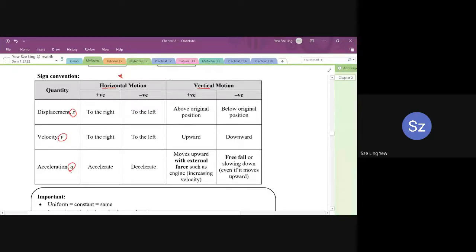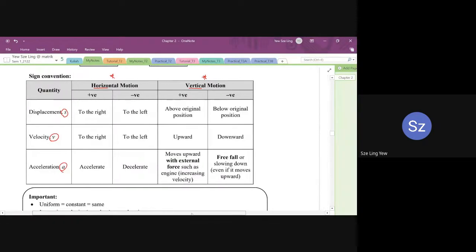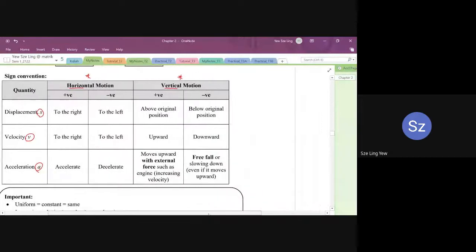If you have a free falling diagram, then you just look at the vertical motion. If you have a projectile motion, then you have to look at both of them, right? Now let's just look at the sign convention in general first. How are we going to determine the sign convention for displacement?